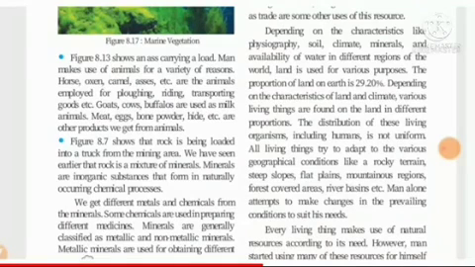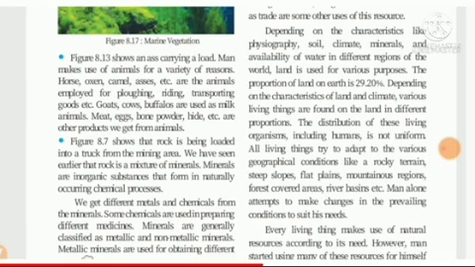Figure 8.7 shows that rock is being loaded into a truck from the mining area. We have seen earlier that rock is a mixture of minerals. Minerals are inorganic substances that form in naturally occurring chemical processes. We get different metals and chemicals from the minerals, and some chemicals are used in preparing different medicines. Minerals are generally classified as metallic and non-metallic minerals.